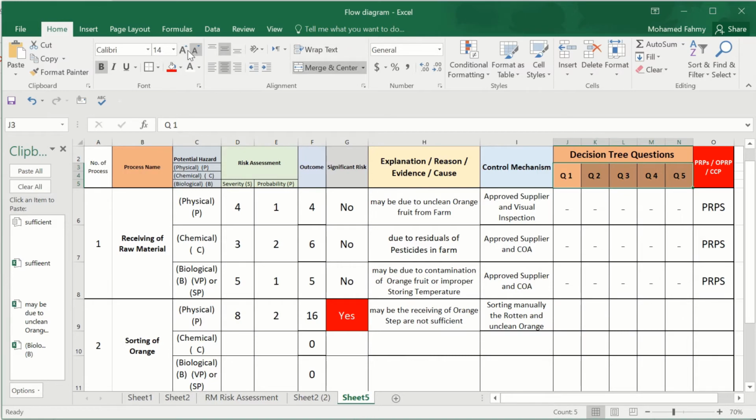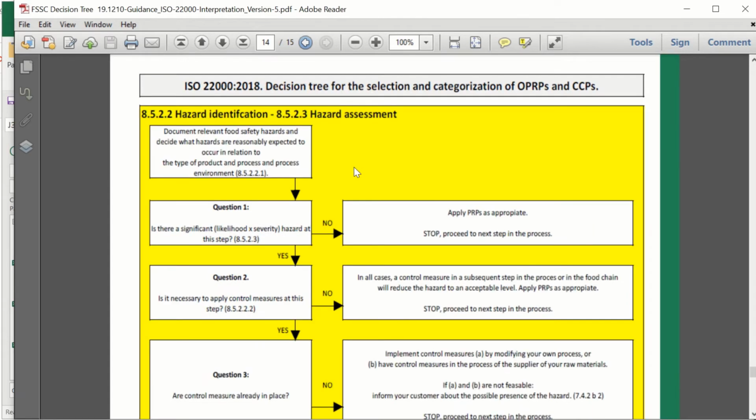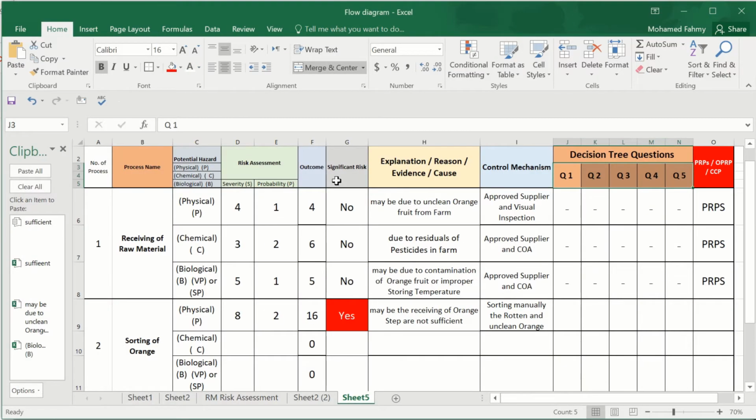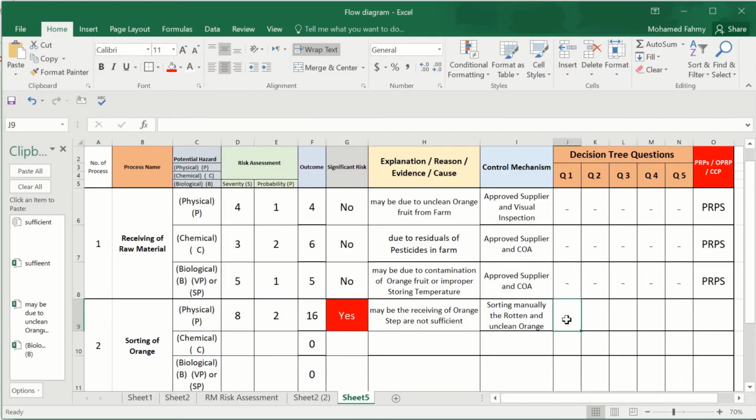Focus very well in this part. The decision tree in the new FSSC version, okay, the first question, this is all the processes, okay. The first question, is there a significant likelihood severity hazard at this step? We have mentioned that it is yes, because if it is no, it is PRP, as we have mentioned here. It's not significant here, so it is PRP, but in this case it's significant, so we will go to the second question. So the first question here, the answer is yes.